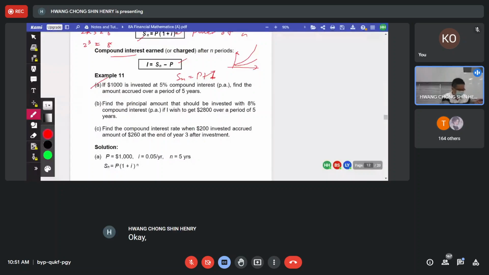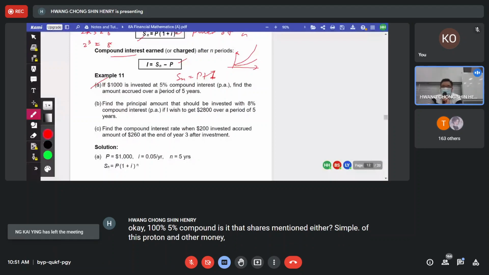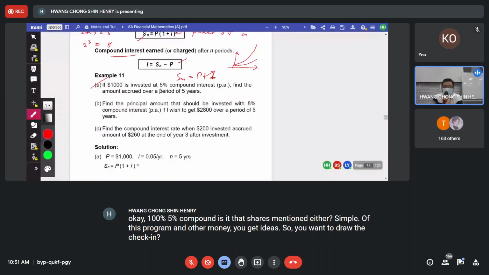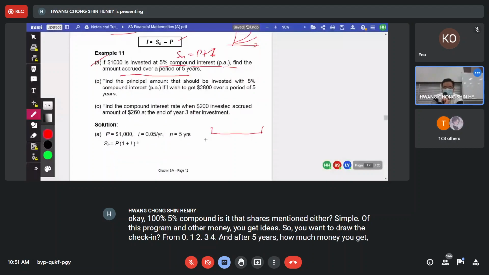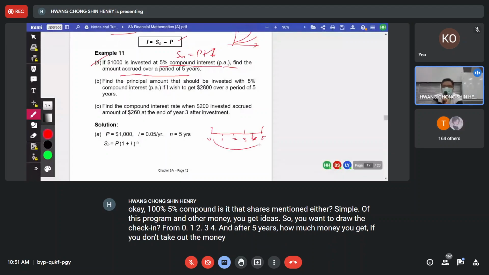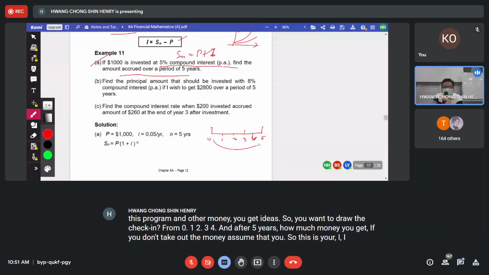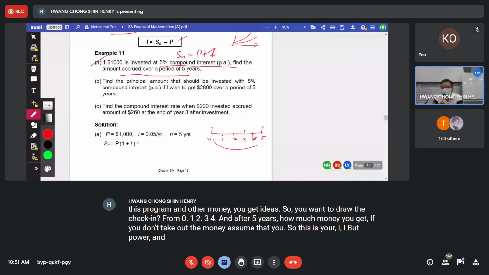Okay, 1,000 at 5% compound per annum. You see, the question must mention either simple or compound. Find the total money you get after 5 years. So you draw the timeline from 0, 1, 2, 3, 4, and after 5 years, how much money do you get? Assume that you don't withdraw, meaning take out money, right? So I is 0.05 per year, 5 years, principal 1,000. So what's the formula? P times (1 plus I) to the power of N. So what's the answer?